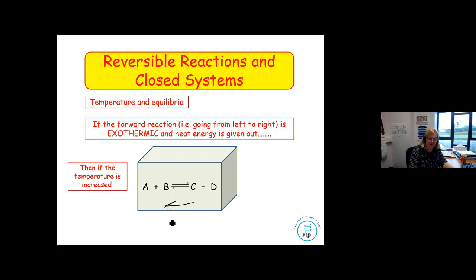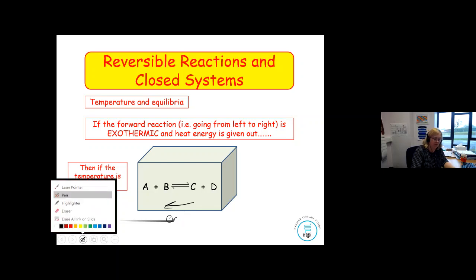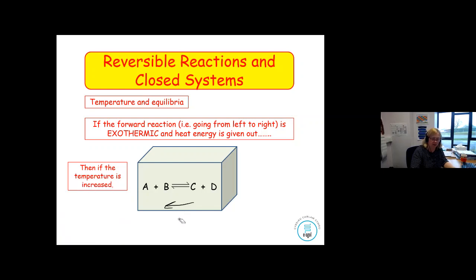Because if you remember what I said earlier, if it's exothermic in one direction, apologies, just let me quickly get rid of that.